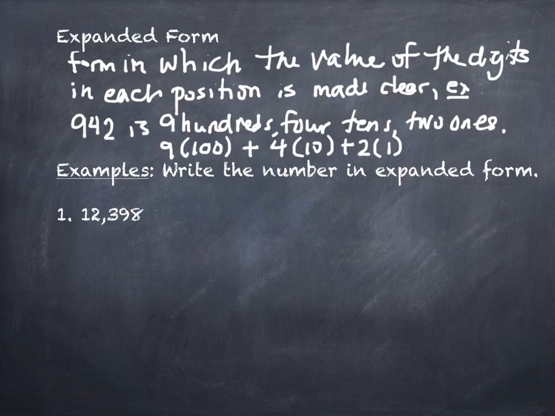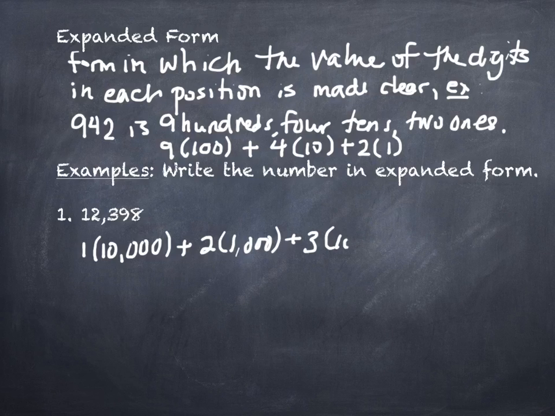And when we talk about writing these in expanded form, that's more of what we're generally thinking of, is writing out the form of it in terms of the actual numerical numbers, not necessarily the words. So for instance, this 1 right here is actually 1 times 10,000. And we have 2 times 1,000. We have 3 times 100. There's 9 times 10, and then there's 8 times 1.